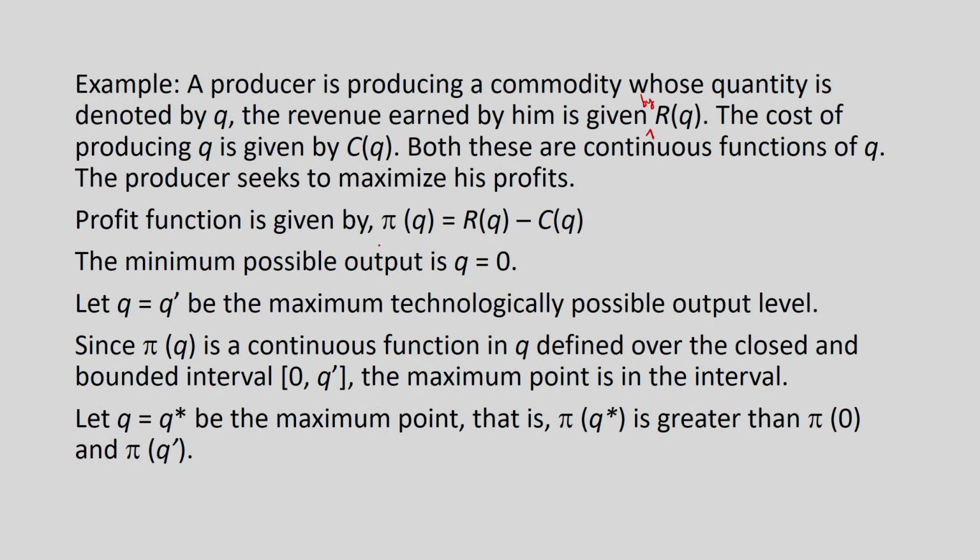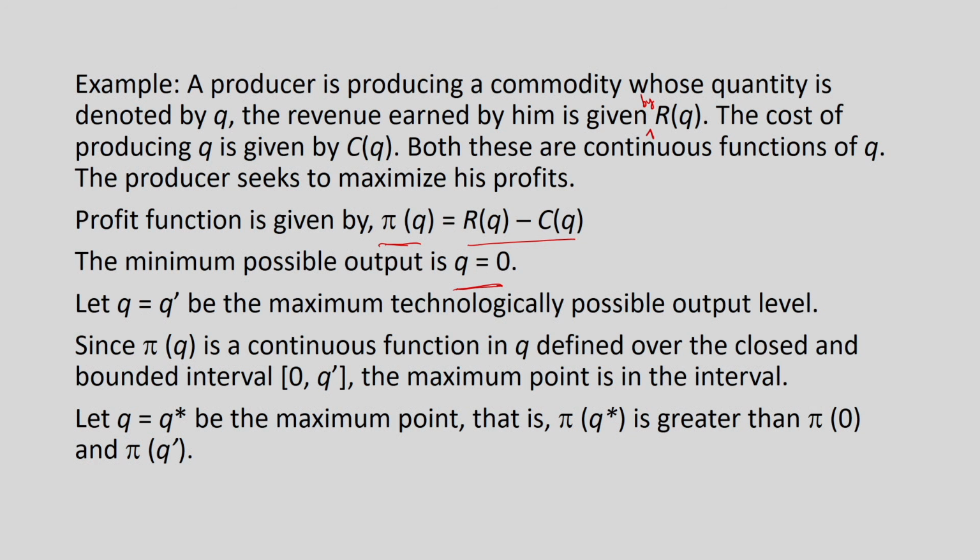Now, here is the profit function pi of Q, and what is profit? It is the amount of money you get by selling minus the cost. So, it is R Q minus C Q. And we have to define the interval over which the production can take place, right. Suppose the minimum possible output is Q equal to 0. This is a reasonable assumption, because the minimum output a producer can produce cannot be negative. So, the minimum possible output is Q equal to 0.